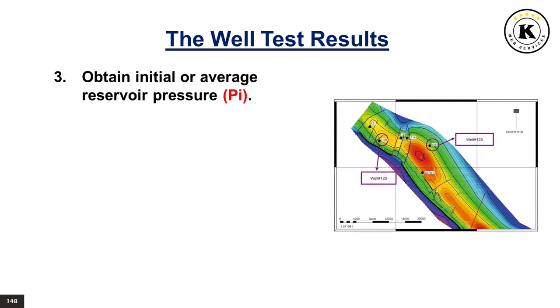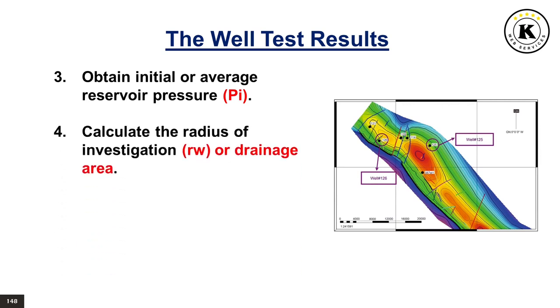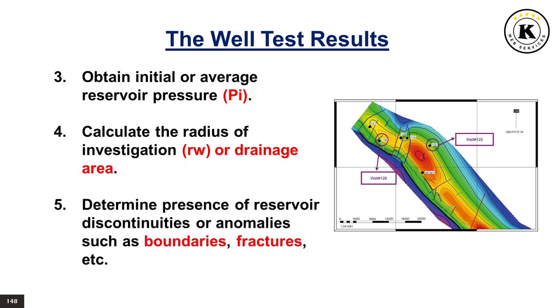3. Obtain initial or average reservoir pressure, PI. 4. Calculate the radius of investigation, RW, or drainage area. 5. Determine presence of reservoir discontinuities or anomalies such as boundaries, fractures, etc.